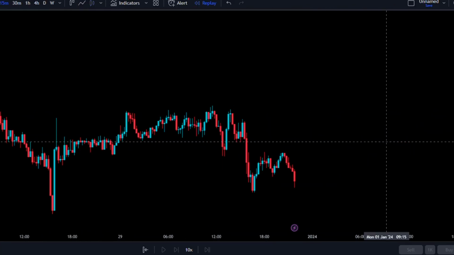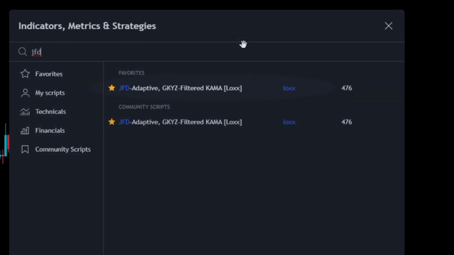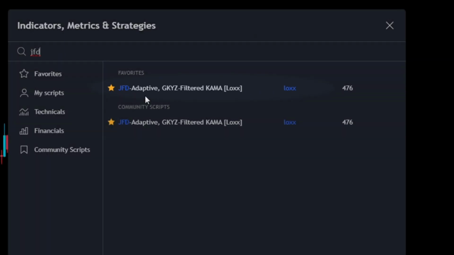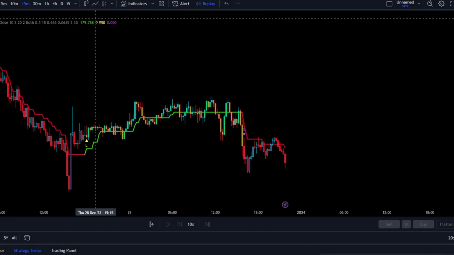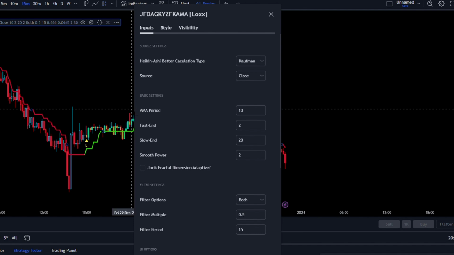So for this strategy, we're going to be needing 3 indicators, so let's go ahead and add them to the chart. And for the first indicator, we need to add the JFD by this user. Then we need to open up its settings, go to inputs, and under basic settings we're going to change the AMA period from 10 to 12, as well as changing the slow end from 20 to 25.